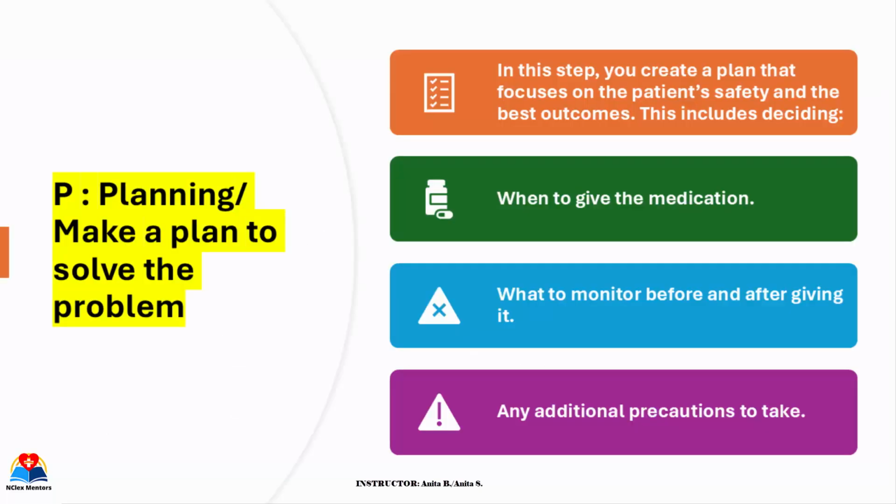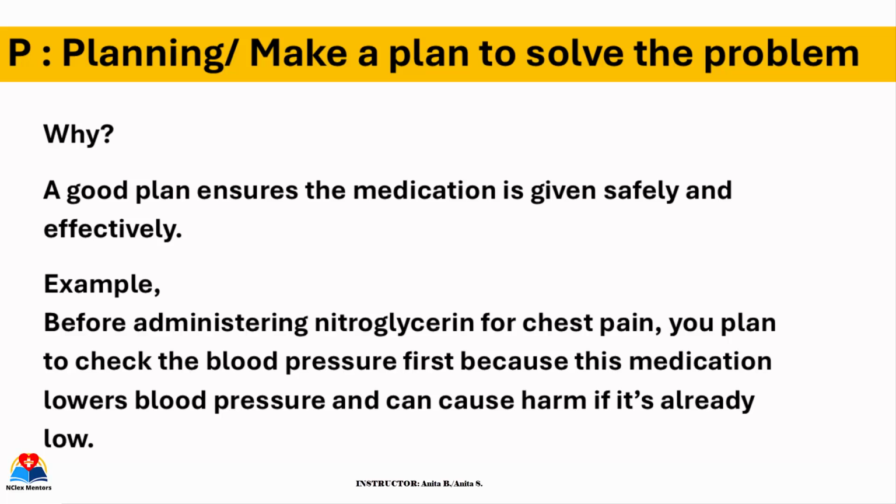P stands for planning, or to make a plan to solve the problem. In this step, you create a plan that focuses on the patient's safety and the best outcomes. This includes deciding when to give the medication, what to monitor before and after giving it, and any additional precautions to take. Why? A good plan ensures the medication is given safely and effectively. For example, before administering nitroglycerin for chest pain, you plan to check the blood pressure first because this medication lowers blood pressure and can cause harm if it's already low.